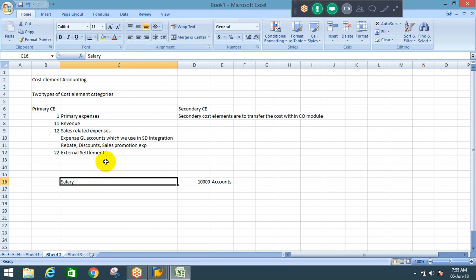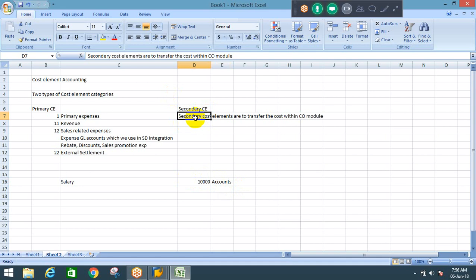Okay, so I will book against cost center, department, and from this department I will allocate the cost to production order. Allocation, we call it as allocation. We have different types of allocations, we'll discuss that later. If you want to transfer the values from cost center to production order, we need to have secondary cost elements. CO to CO, cost center to production order.